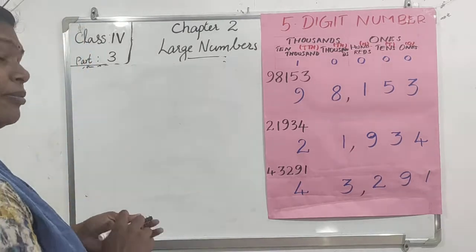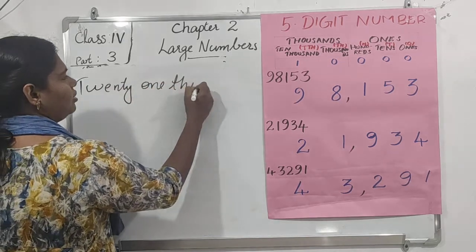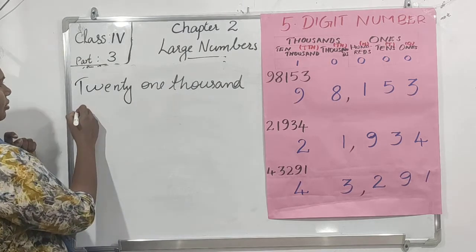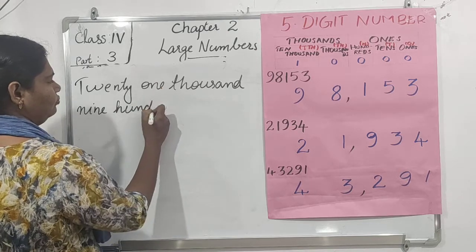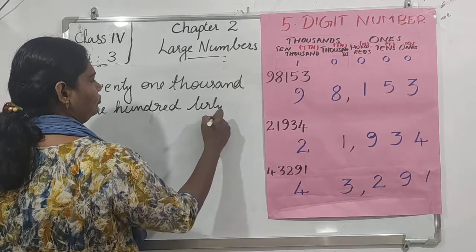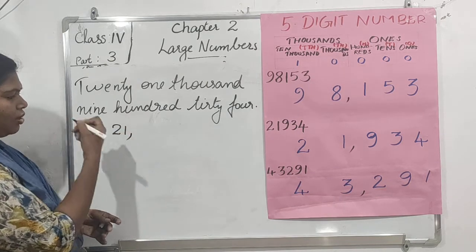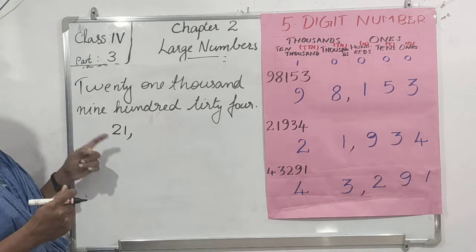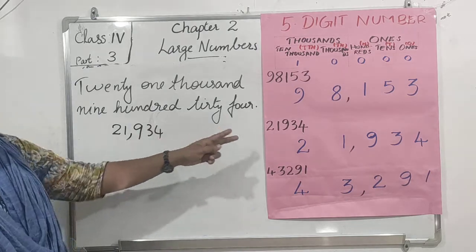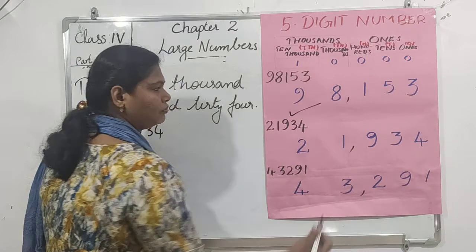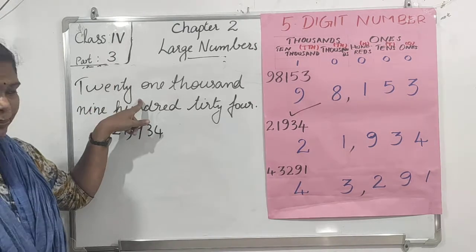And how do we represent it in numerical form? 21,934. How do we represent 21,900, so in hundreds place is 34. Can you find this number in this chart? Yes, this is that number. That's the number 21,934. This is the numerical form and this is the number name. Clear?